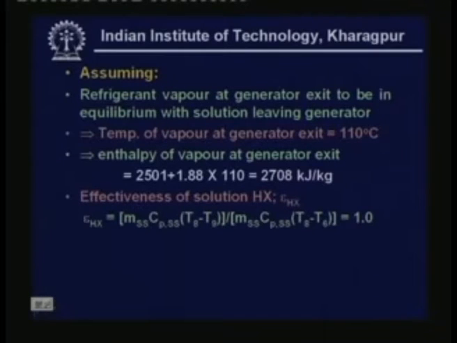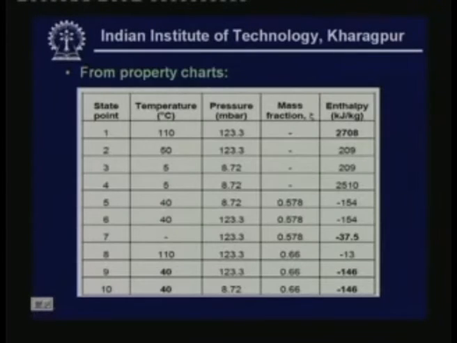So, you can write effectiveness as MSS into CPSS into delta T actual, which is T8 minus T9, divided by MCP of strong solution into delta T maximum, which is T8 minus T6. It is given that this value is equal to 1, because this heat exchanger is 100% effective. So, from this you can easily show that T9 is equal to T6, which is 40 degree centigrade, since T6 is given to be 40 degree centigrade.